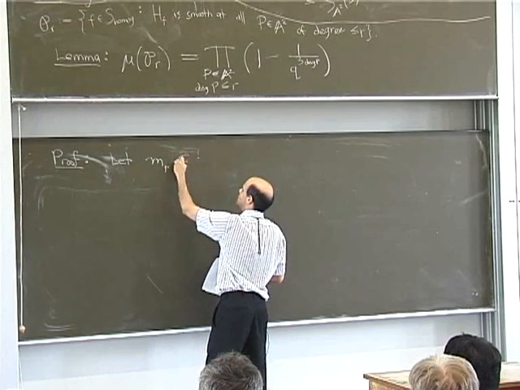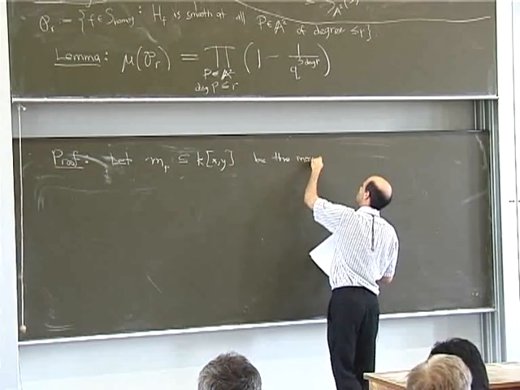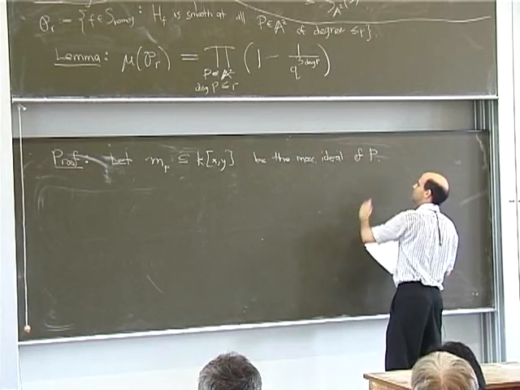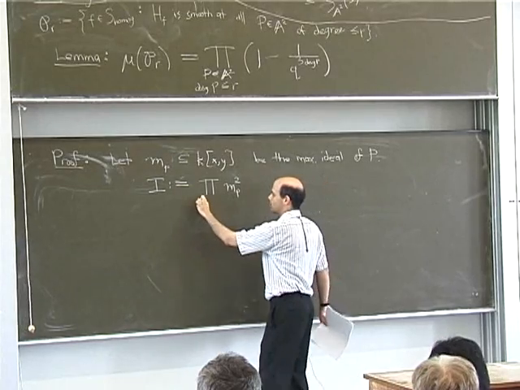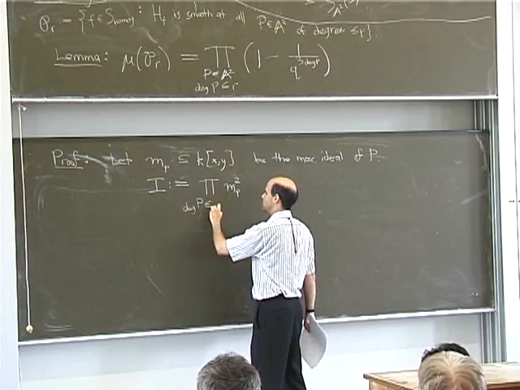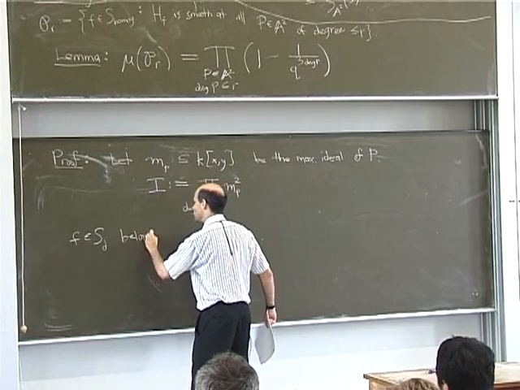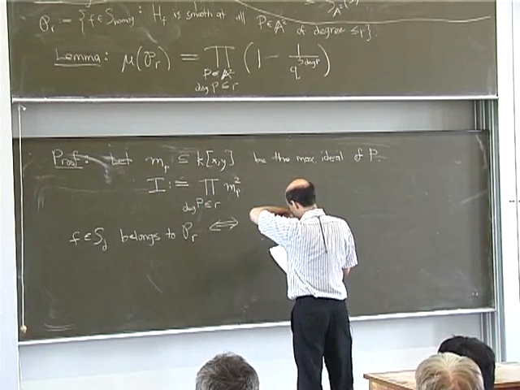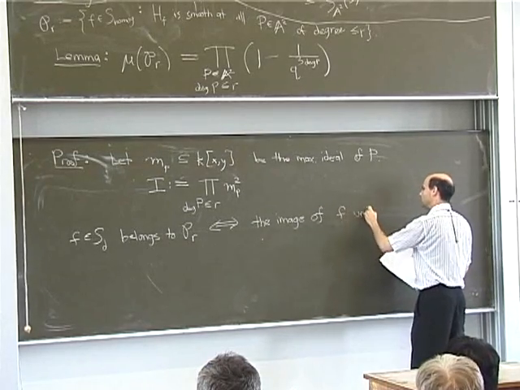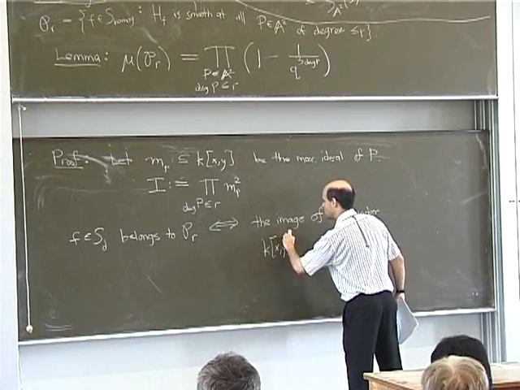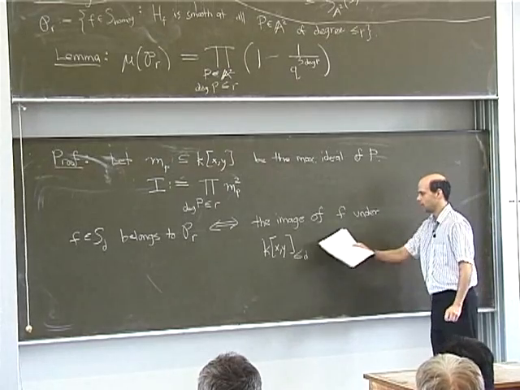So if I let M sub P be the maximal ideal of the point P inside the polynomial ring, the maximal ideal corresponding to P, and I define I to be the product of M_P squared for all the primes P of degree less than or equal to R. Then if I have a homogeneous polynomial, I want to test whether it belongs to the set, then that will be true if and only if the image of F under the map from S of D. Now S of D is really, I can write as sort of the polynomials of total degree up to D, because those are the dehomogenizations of homogeneous polynomials of degree D.